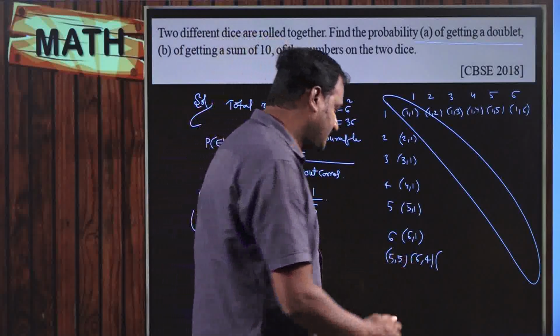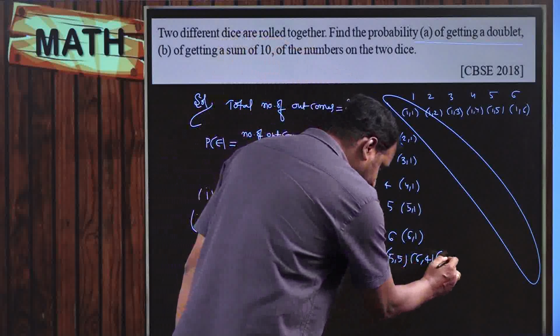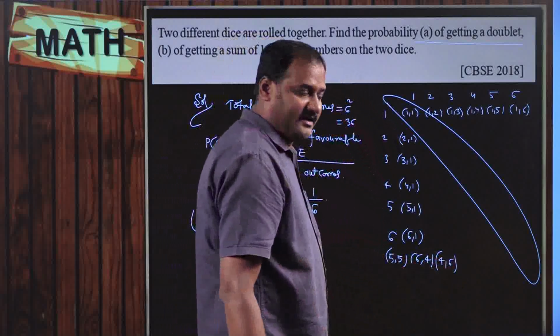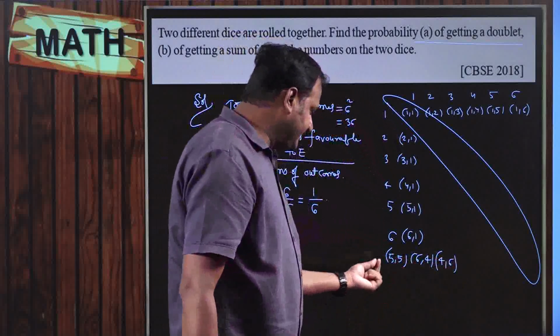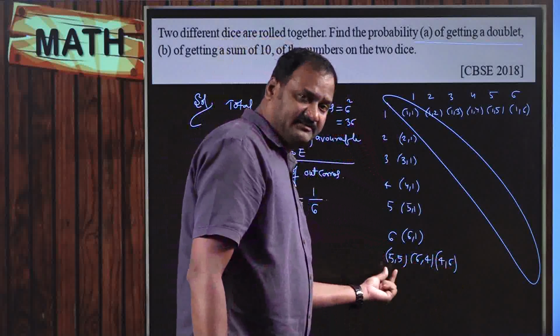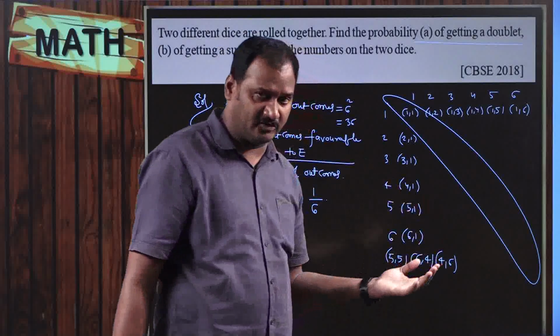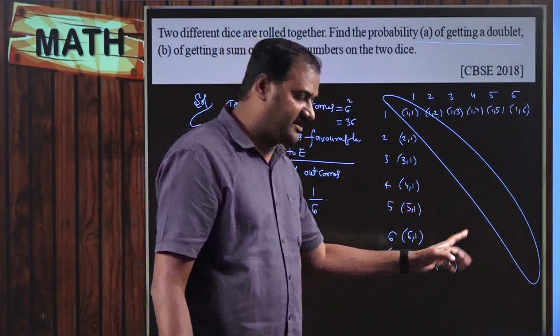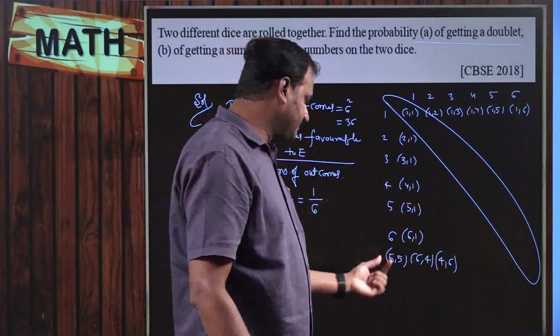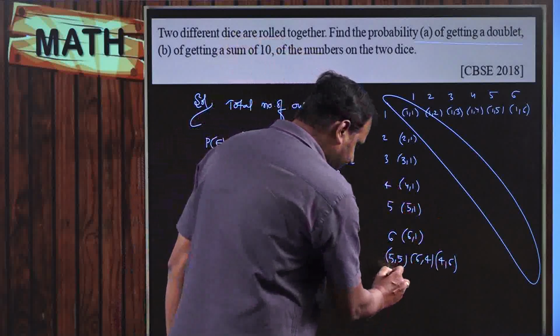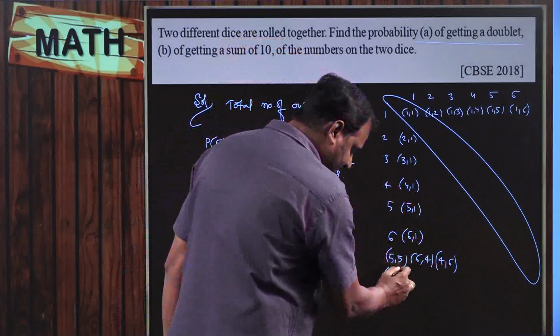6 comma 4, and of course 4 comma 6, also the sum is going to be 10. And 5 comma 5. If you take any number which is less than 5, then either it should be 4. 4 plus 6 is equal to 10, we already recorded. And suppose the number 4 is already recorded, because 4 comma 6 and 6 comma 4.